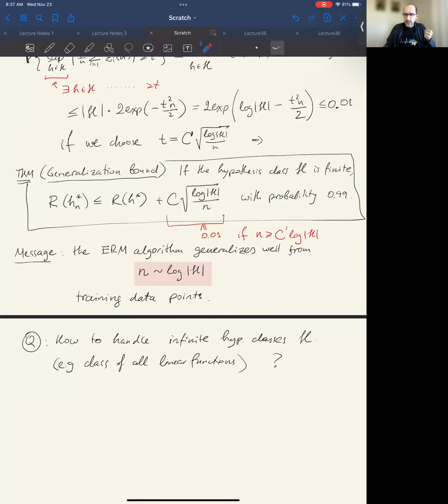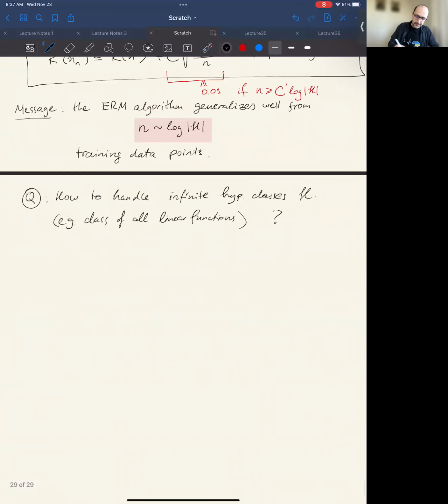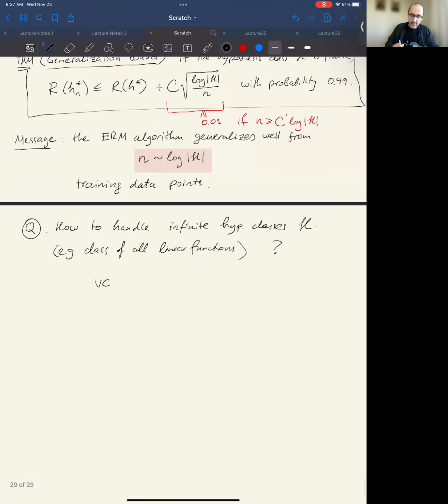Okay, here's where a mathematical theory starts to kick in, and this is a very beautiful mathematical theory that we will cover now. What can be put in instead of log H is called the VC dimension. This is named after Vapnik and Chervonenkis, who developed this theory, I think, in the 70s.